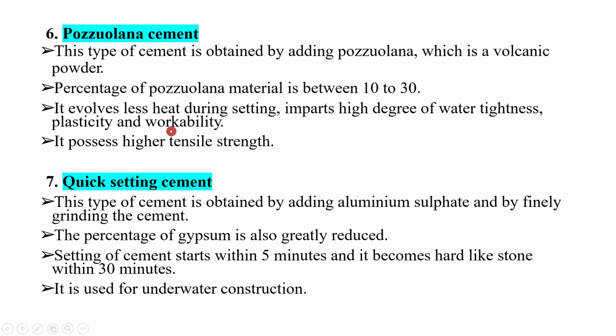Next, we have the quick setting cement. This type of cement is obtained by adding aluminum sulfate and by finely grinding the cement. The percentage of gypsum is also greatly reduced, and the setting of cement starts within 5 minutes. So it will quickly start to set, and it becomes hard like stone within 30 minutes.